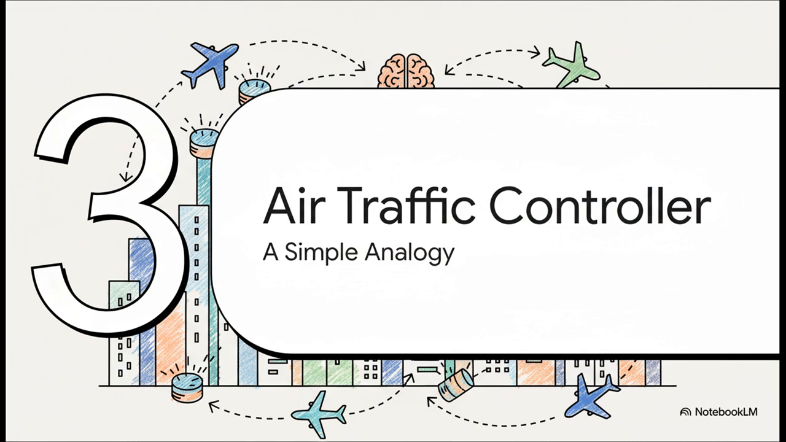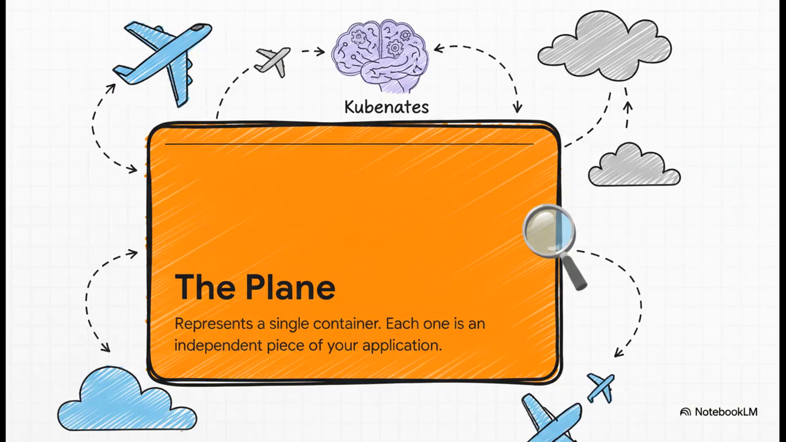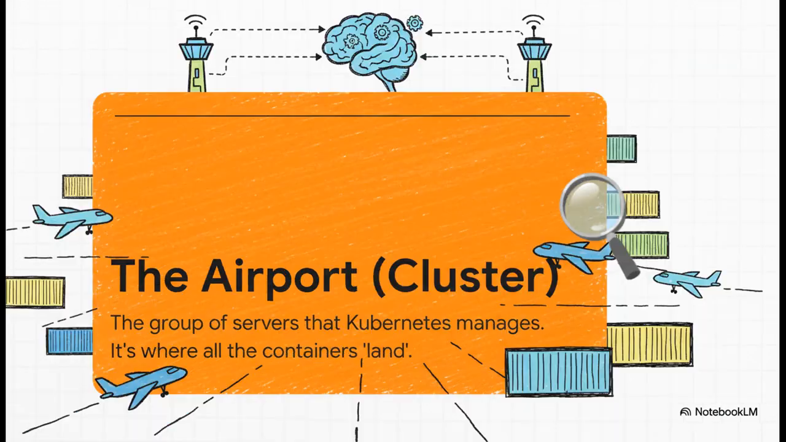I want you to imagine your entire app is a massive, busy international airport. So first up, you've got the planes. In our little story here, every single plane is one of your containers. It's got one piece of your app inside. And just like a plane, it's self-contained, it's fast, and it has a very specific job to do. Okay, so you've got all these planes flying around. They need somewhere to land and take off, right? Well, that's the airport. In the tech world, we call this a cluster of servers. It's the physical ground, the infrastructure where all the action is happening.